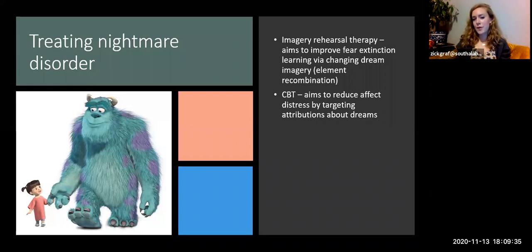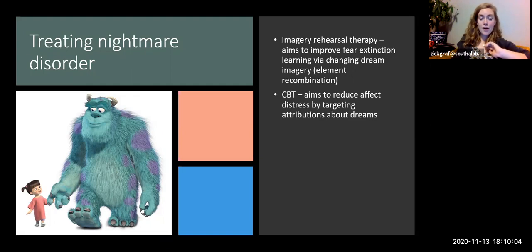So there's two treatments for nightmare disorder. Imagery rehearsal therapy actually aims to change the content of our nightmares and promote more fear extinction learning in our dreams. The way this treatment works is you'll have a patient describe their most recurrent, most distressing nightmare in a lot of detail. And then you'll have them write a script where they go through what usually happens in their nightmare, but then they intentionally bring in some element recombination.